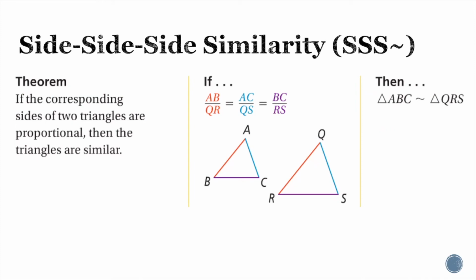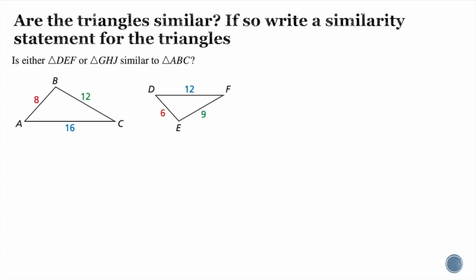The next one and last one for similarity is the side-side-side similarity theorem, which states that if all the sides are proportional, then triangle, in this case triangle ABC, is similar to triangle QRS. So let's see how we can put this into practice. Are the triangles similar? If so, again, write a similarity statement.